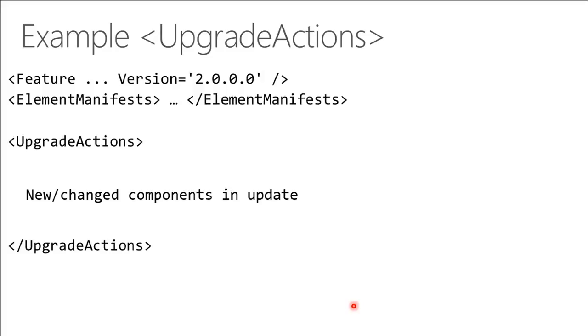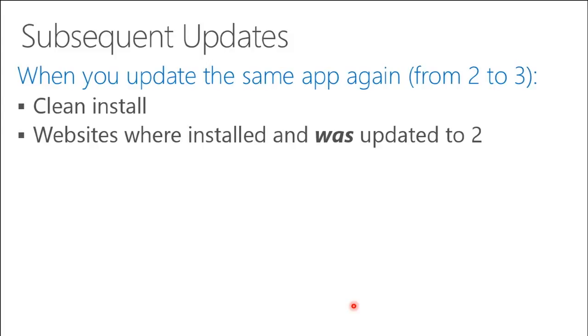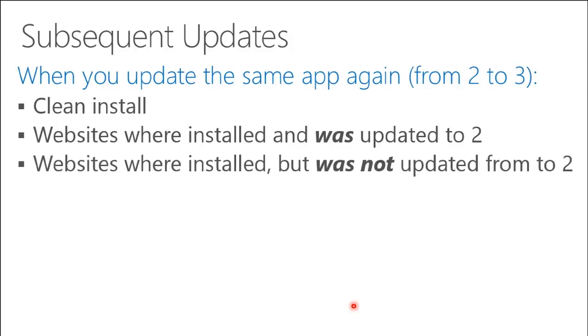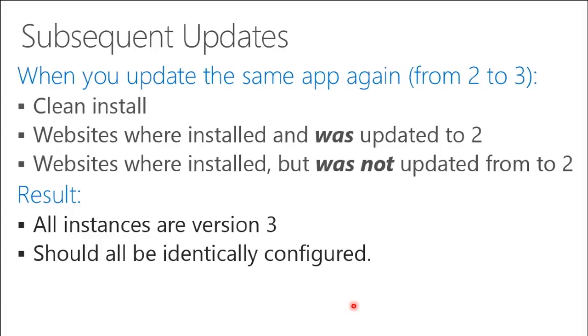All right, subsequent updates. When you update the app a second time from 2 to 3, your app package has to work in 3 scenarios. Once again, a clean install. It has to work on websites where it was previously installed and was updated to version 2. It also has to work in websites where it was installed but was not ever updated from 1 to 2. In all of these scenarios, the result of the installation update is that all instances are at version 3. You can't change that. And they should all be identically configured. That you are responsible for.